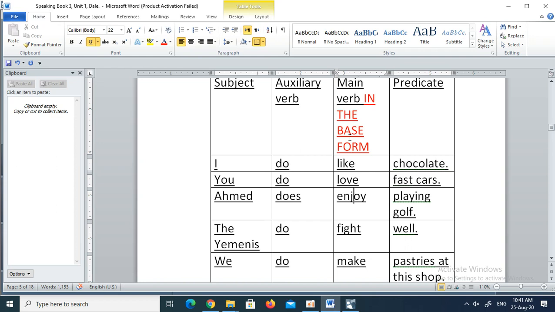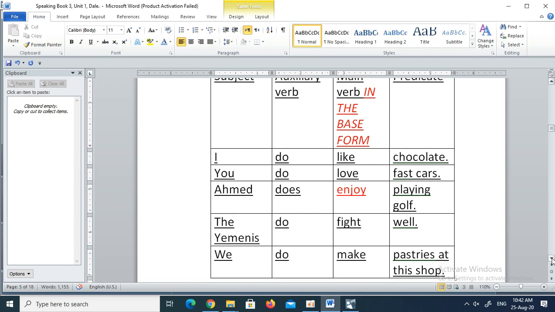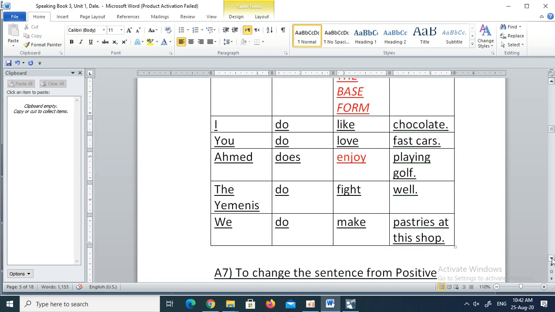So we have the main verb in its base form. And the base form here is enjoy. Remember, the main verb must be in the base form if it is following an auxiliary verb, do, does, or did. I can say the Yemenis do fight well. We do make pastries at this shop.